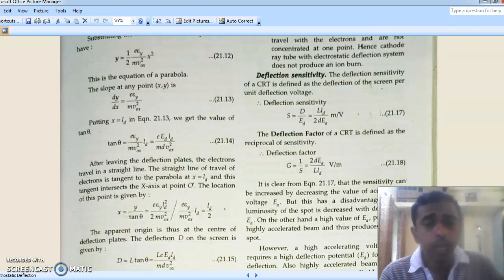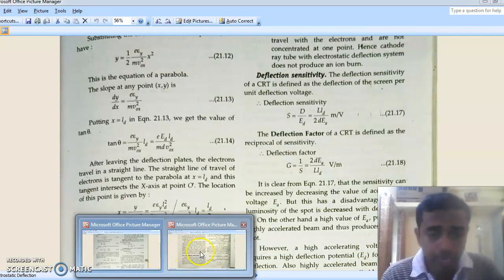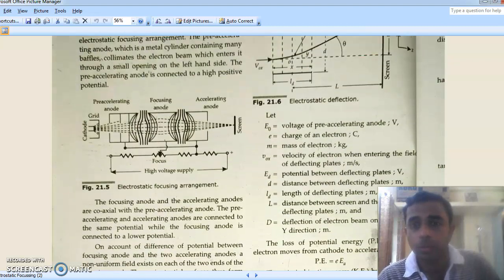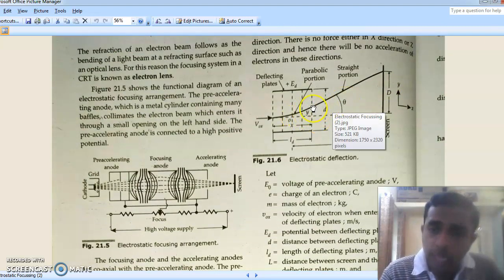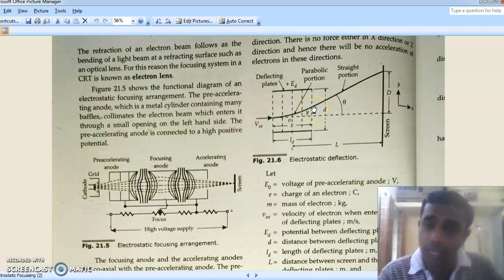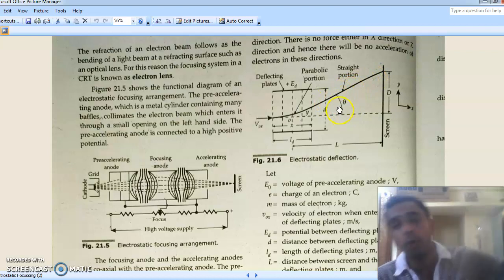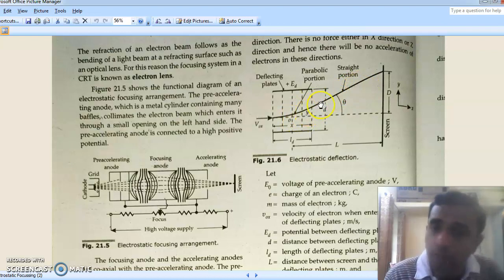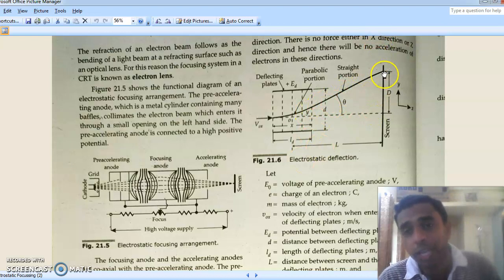Now one thing that should be noted is that till this point the equation of parabola holds good, till the end of the influence of the deflection plate. Till this point there is an orientation given by the deflection electric field. After leaving this field, the electron beam continues in a straight line, keeping the orientation constant. That is, the angle theta is kept, and after the influence of the electric field ends, the electron beam goes in a straight line. So the equation of parabola holds good here only. After that, it remains constant.